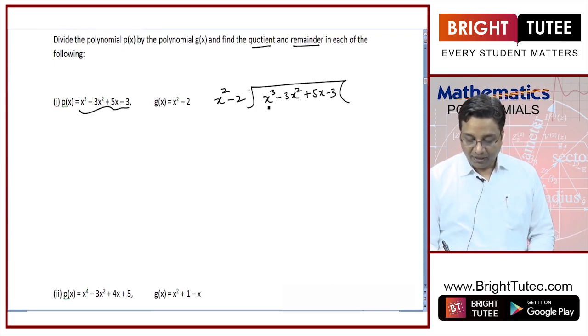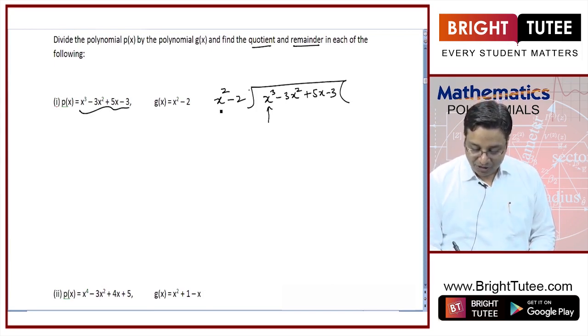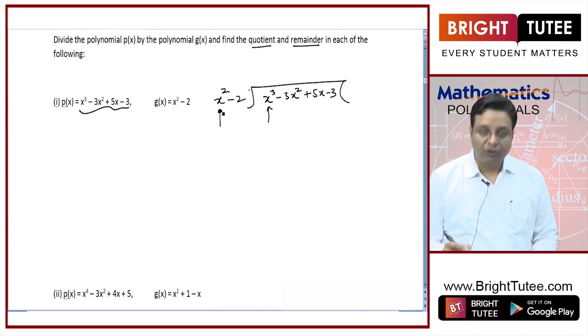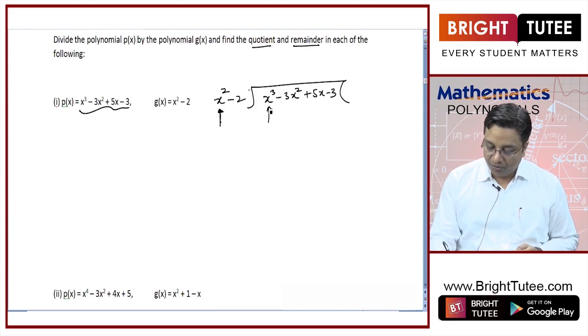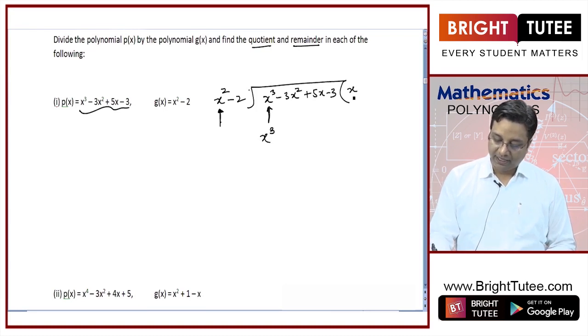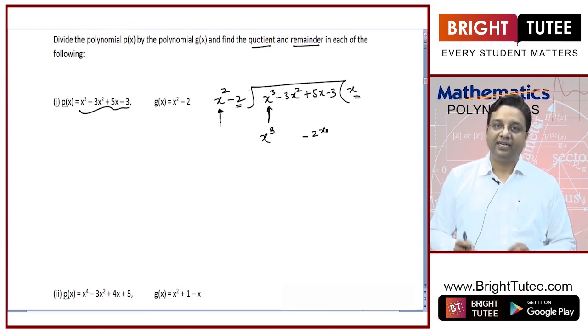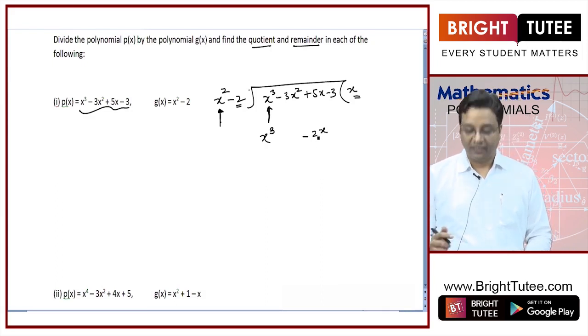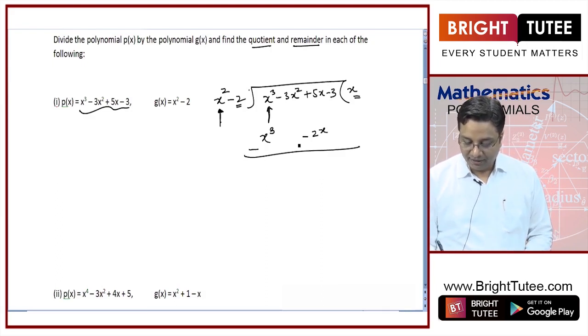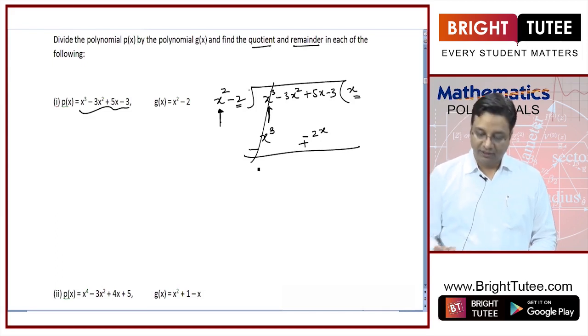So, the first term here, you have to focus on the first term, and you need to produce this first term by using this term. What do I multiply in this to obtain this? Obviously x. So, if I multiply it by x, I will get x cube, and when I multiply minus 2 with this, I will get minus 2x. So, write it below 5x. We write like terms below the like terms. Then I subtract. It will get cancelled.